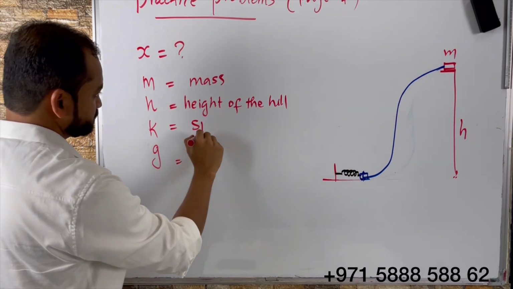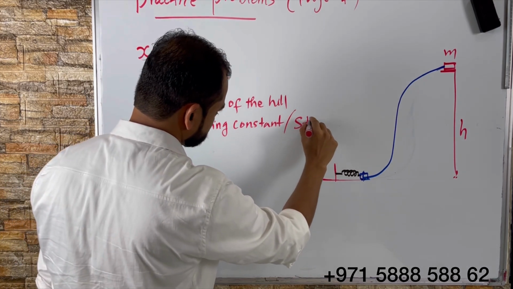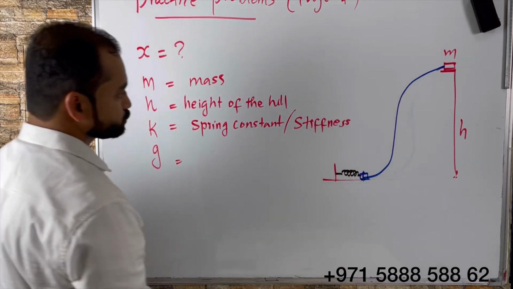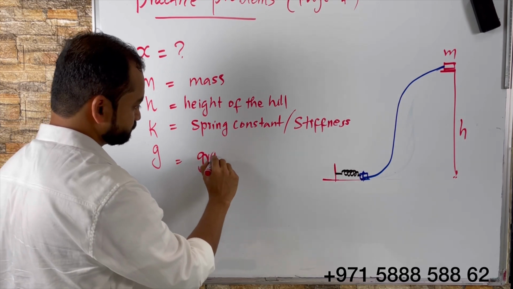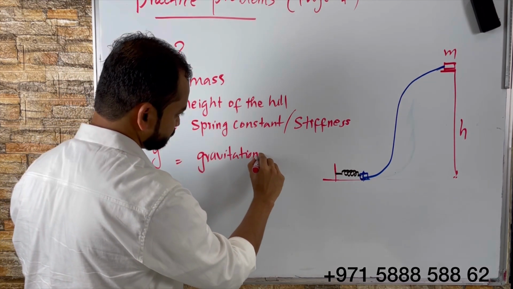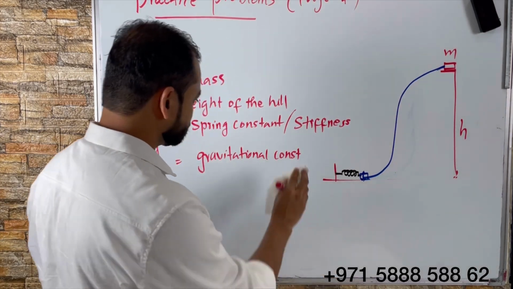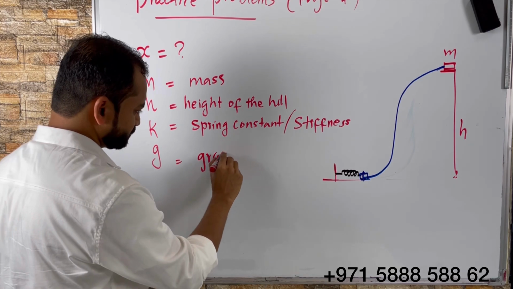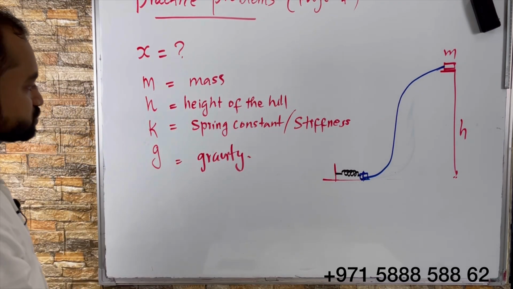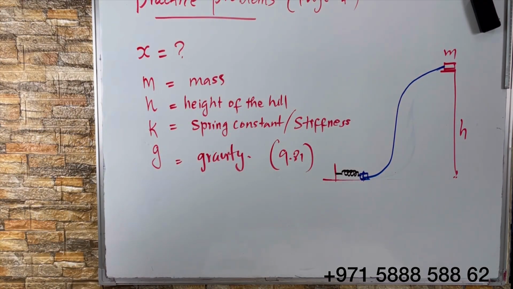And what is k? k is the spring constant of the spring. Spring constant is also called stiffness. And g is the gravitational constant, gravitational field strength, or acceleration due to gravity. So I will just write gravity, that much is enough. Gravity means what? 9.8 on the surface of the earth. Now you understand. So we need to calculate an equation for x.